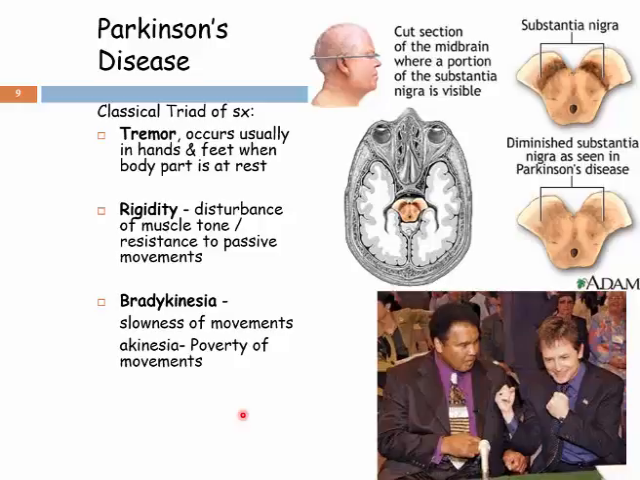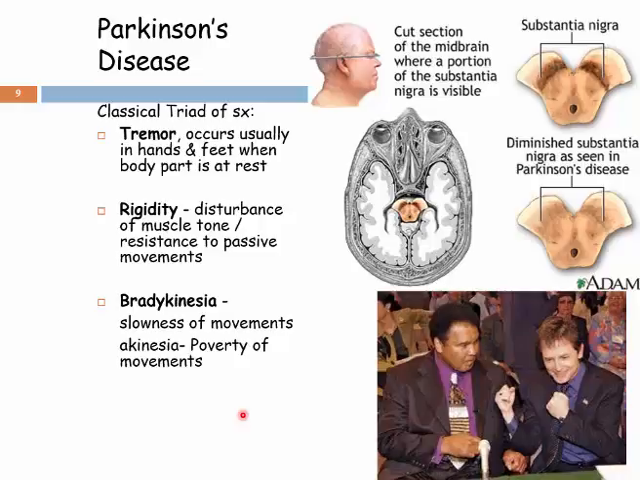Rigidity refers to a disturbance of muscle tone and resistance to passive movements. What does this mean? Well, if you were to try to move the limb of a patient with Parkinson's disease, the limb would not move smoothly and it would feel rigid and firm in resisting the motion. This is not under voluntary control, but feels like the patient is trying to resist the direction in which you are moving their limb. Arm wrestling would be an analogy, what it feels like to arm wrestle someone.